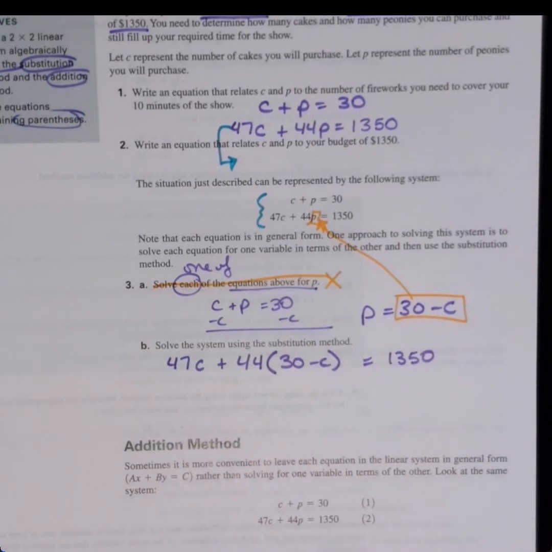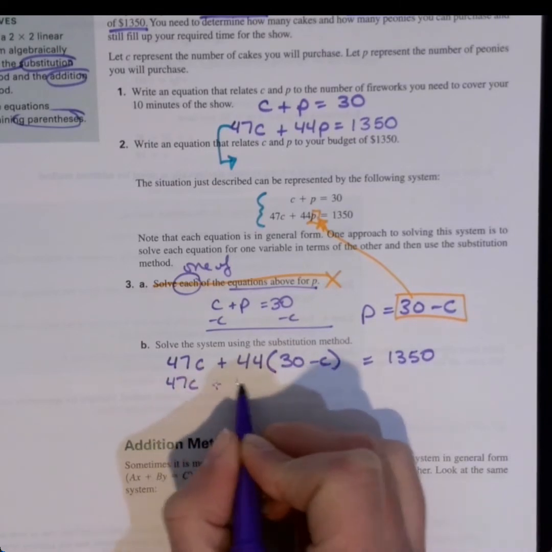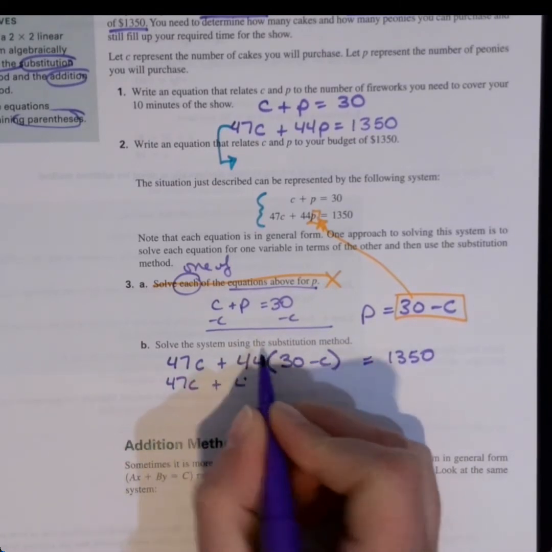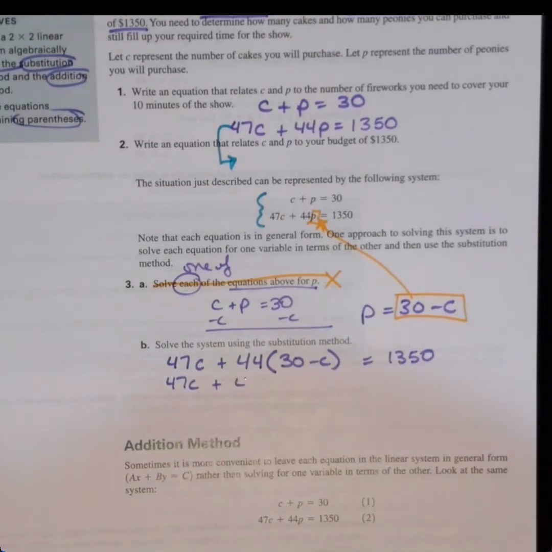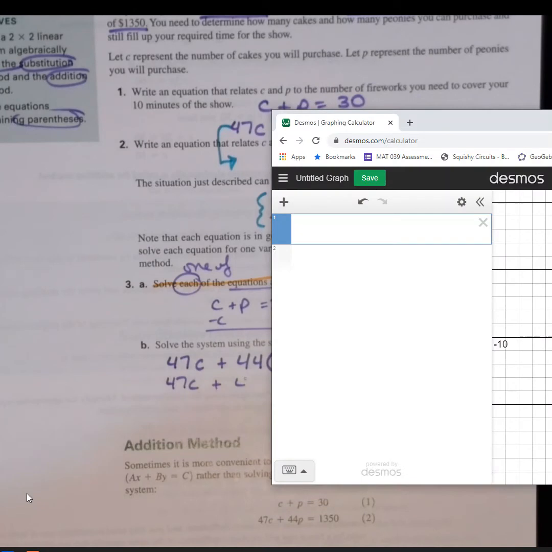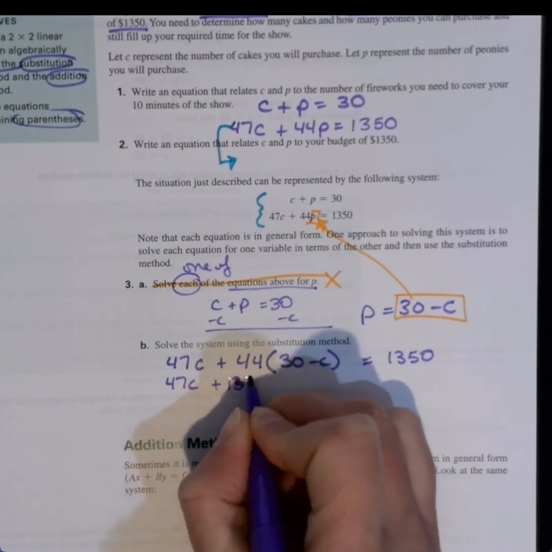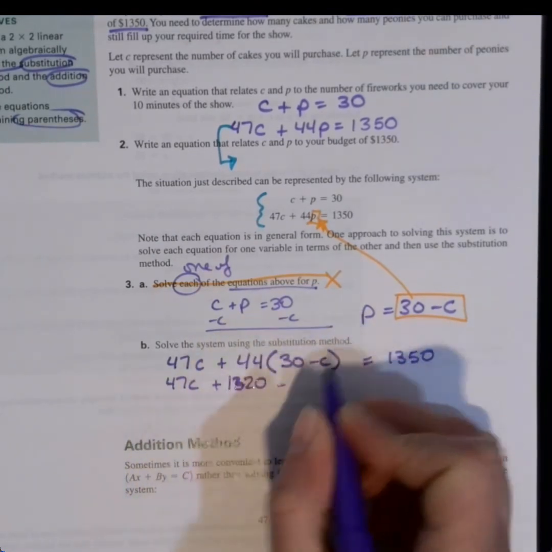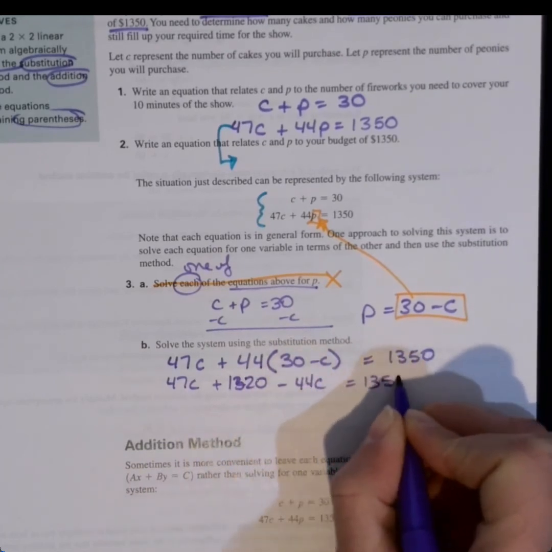Okay, I need to do a distribute here. So 47C plus, wait, hold on, I forgot to do that multiplication. I started writing, I don't know what 44 times 30 is, so I better figure that out. We need to take 44 times 30, 1,320. So 1,320 minus, and then 44 times C is 44C equals 1350.